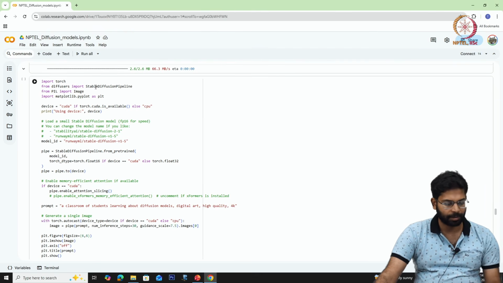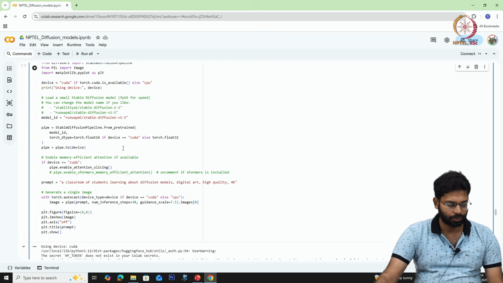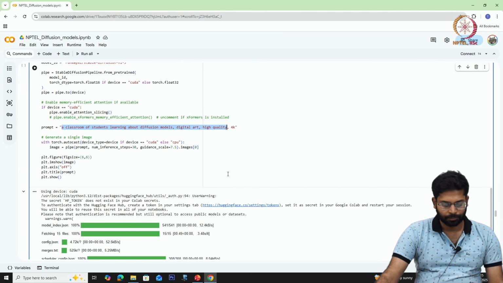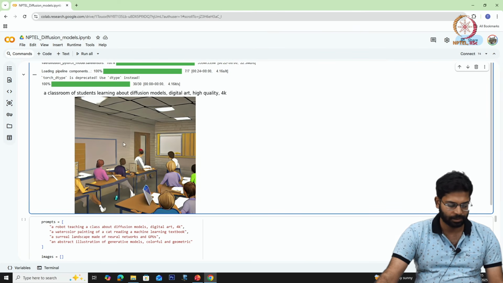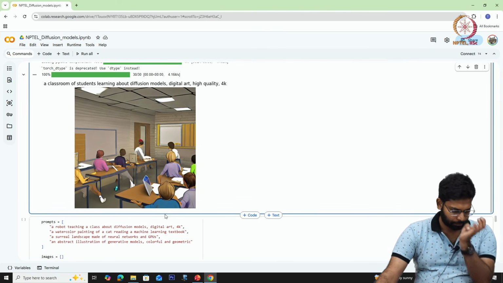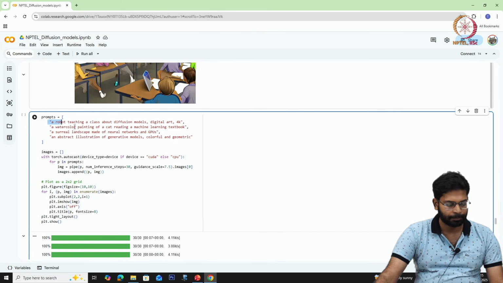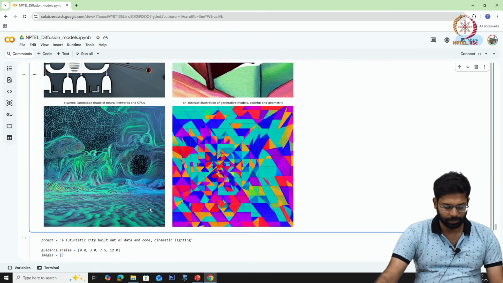You can load these, they are available open source using the diffusers library in Hugging Face, and you can load them and analyze some of the images that are generated given a prompt. So, a classroom of students learning about diffusion models, digital art and high quality 4K. So let's see how it generates. It generates a very nice looking image given that textual prompt. Not only that, you can give a lot of prompts like that, and you can see it generally creates very nice looking images.